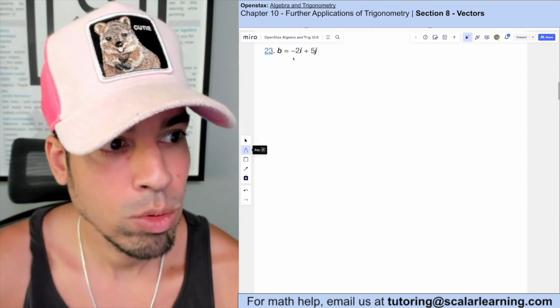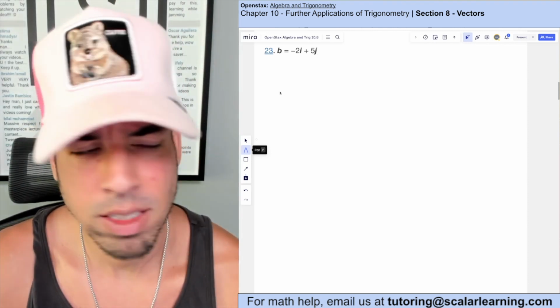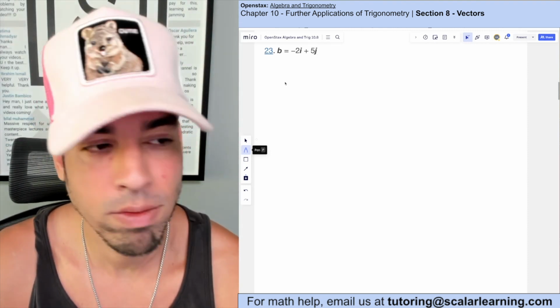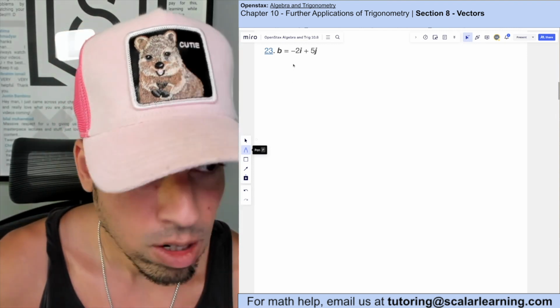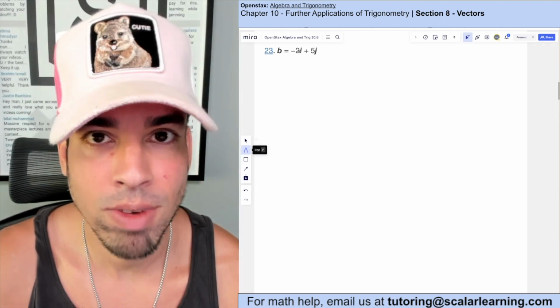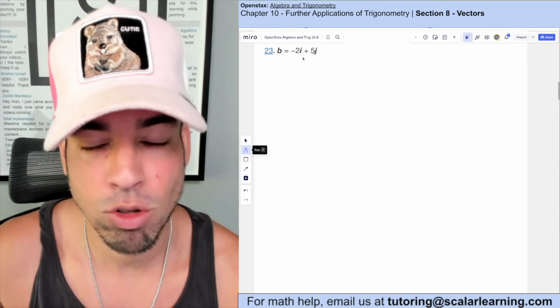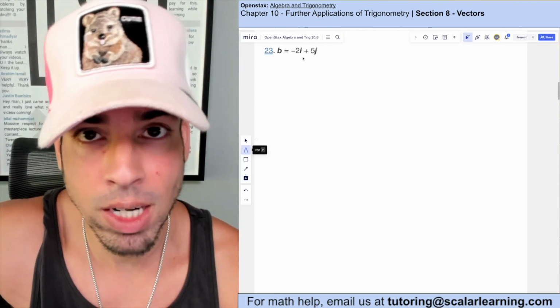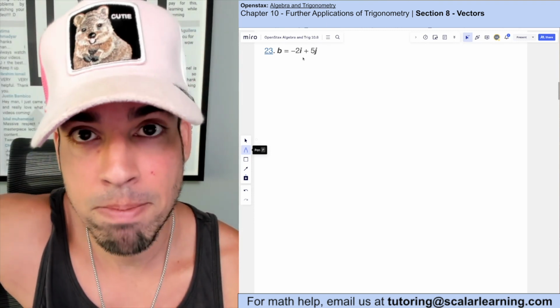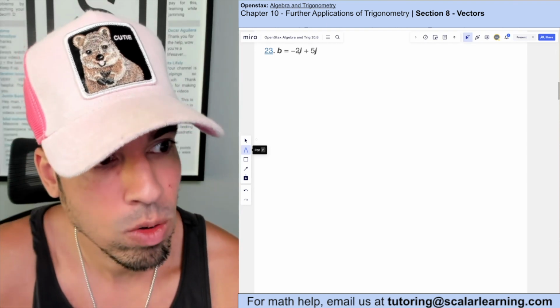Done. So for this one, we want a unit vector in the exact same direction as this. So how do we get a unit vector? The way we do it is we take what we have and we divide each of these values by the magnitude. And by the way, what is a unit vector? A unit vector is literally a vector with a magnitude of 1. Okay, so let's go through the process.